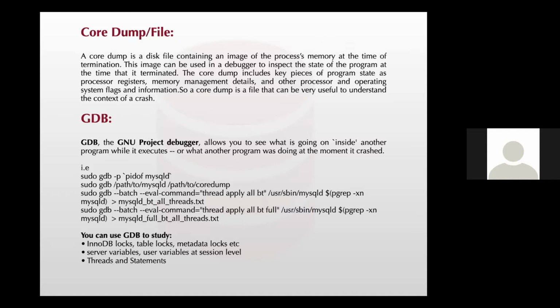Core dump is especially used to understand the details about a crash: why the crash happened, what exactly the processes and threads were running on the system, what the memory structure was, and why exactly the crash happened. So this is how a core dump or core file is useful.